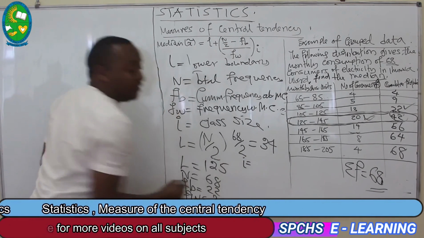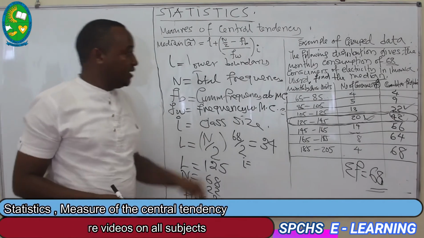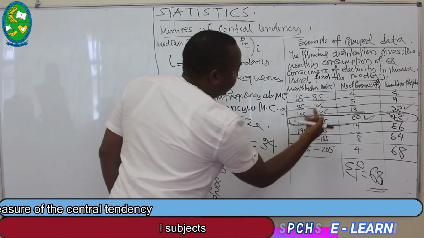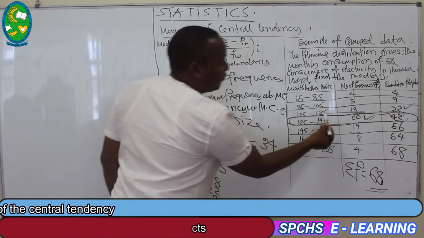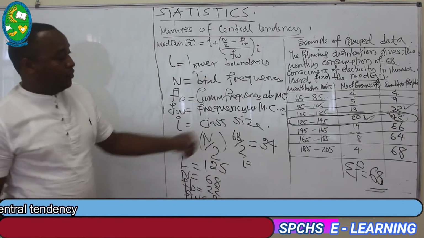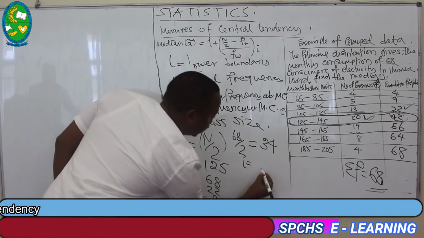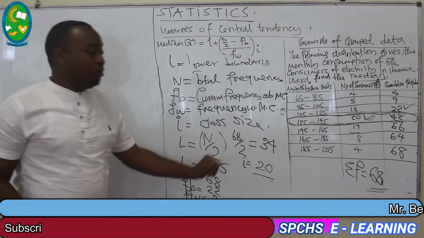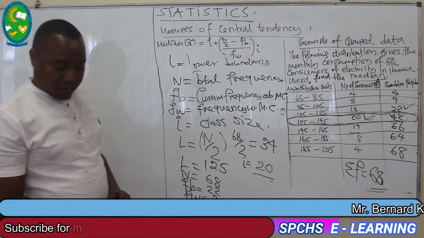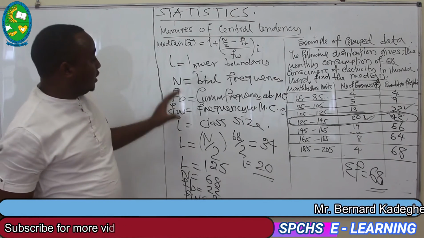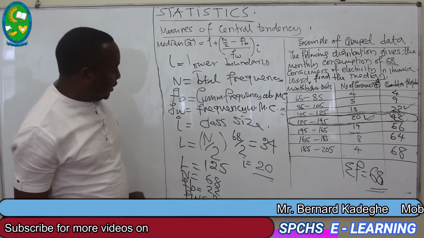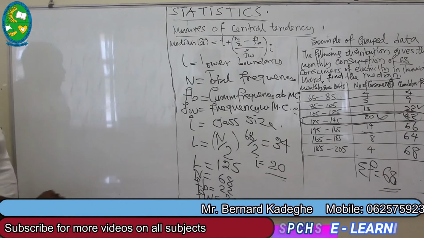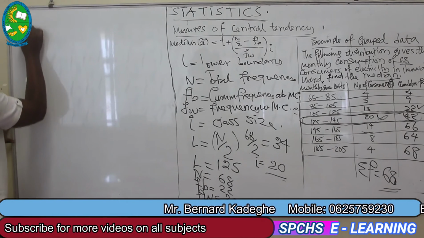This I is the class size. The class size for these classes, you take 105 minus this one, you get 20. I is 20. So you have all your variables to fill in the formula. Okay, so we fill in the values we have got. So we have the median.